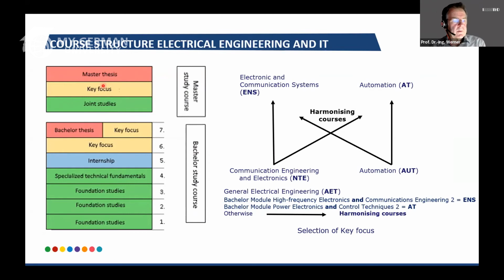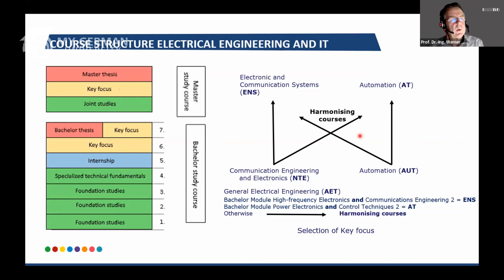We have 2 focuses, which are on the one hand electronics and communication, and the other one is automation. So you have the possibility to deepen your knowledge or to widen your knowledge. That means if you come from a bachelor's which was focusing on communication, you can go to communications also in your master's, or you can also go to automation.